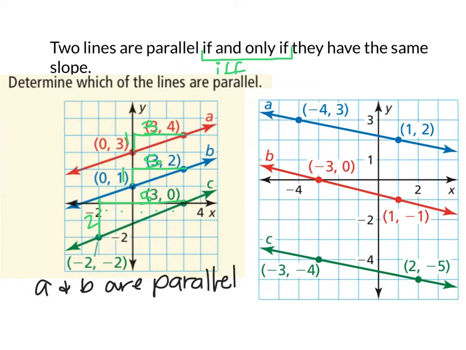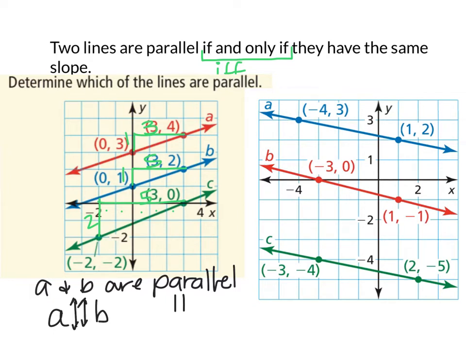The symbol for parallel mathematically is two vertical lines. So we can say A is parallel to B. And sometimes we put arrows on that so it doesn't look like a bunch of L's.